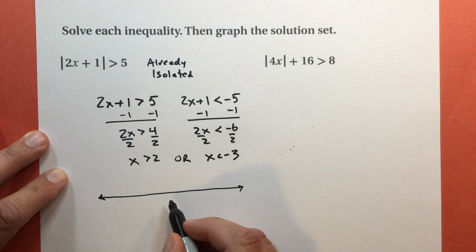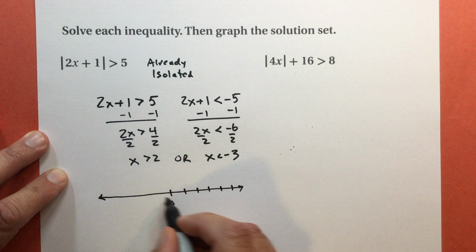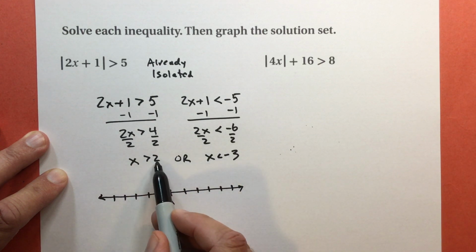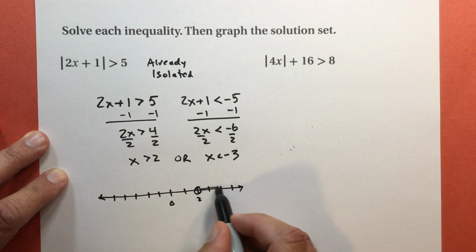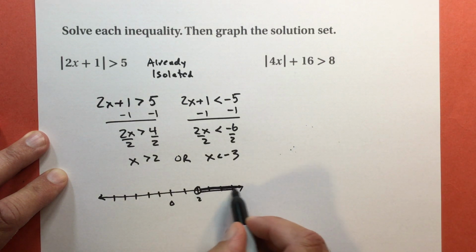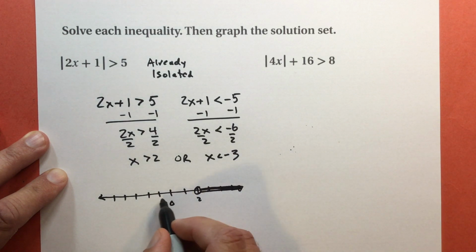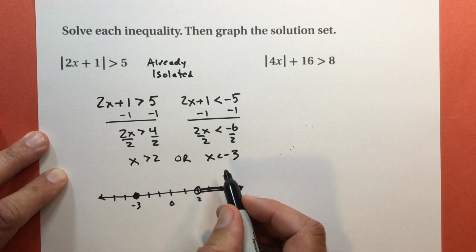Draw my graph. Here's 0, 1, 2, 3, 4, 5, negative 1, negative 2, negative 3, negative 4, negative 5. X is greater than 2. Here's 2. Open circle. Draw it to the right. I'll make it a little thicker. And x is less than negative 3. Here's negative 3. Fill that circle in.